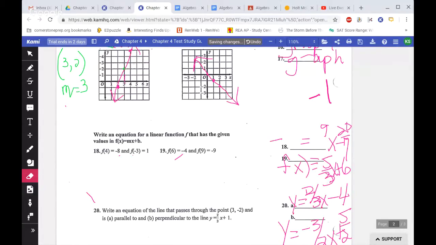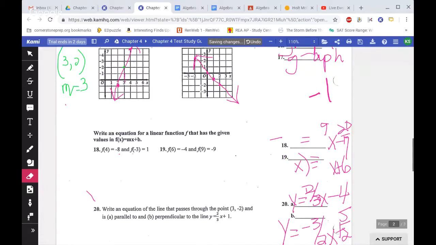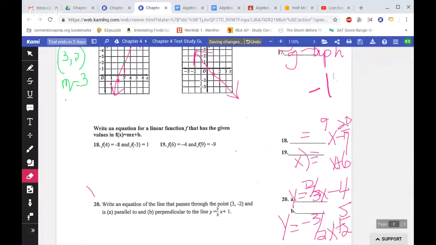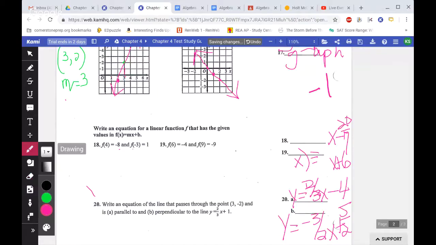For number 18 and 19, do you use the slope formula? Yes, you do. Find the slope first. Good job. And can everybody pull the points out on number 18 and 19? Can you tell me what the ordered pairs are? Is it 4, comma, -8 and -3, comma, 1? It is. Good job. Does everybody understand where she got that?